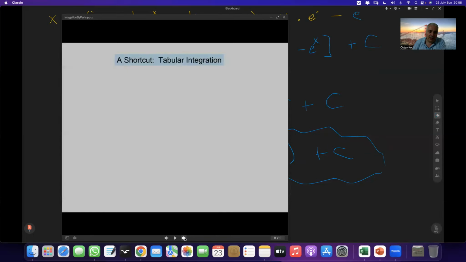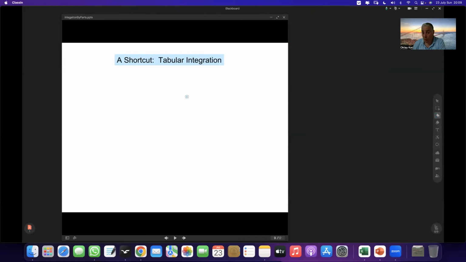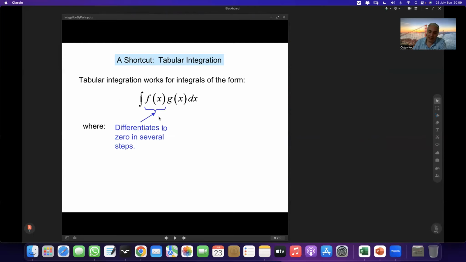Now, for integrating by parts, there's also one practical way when one of the functions is a polynomial function. Let's have a look. It is called tabular integration, and it works for integrals of the form f of x, g of x dx. So f of x is something that can be differentiated until the result is 0. For example, x cubed, derivative is 3x squared, another derivative 6x, another derivative 6, derivative of 6 is 0, and so on. And g of x is integrated repeatedly.